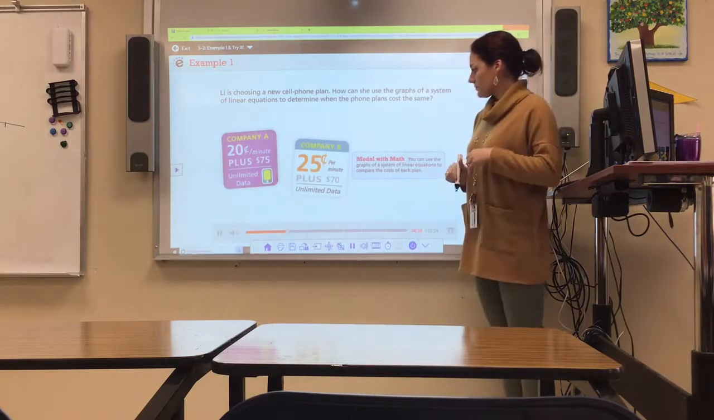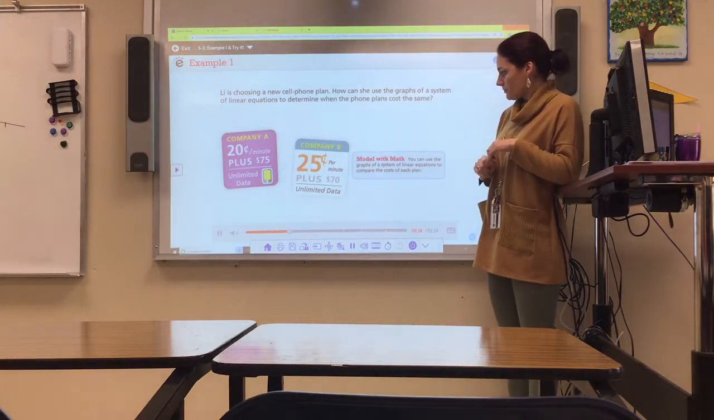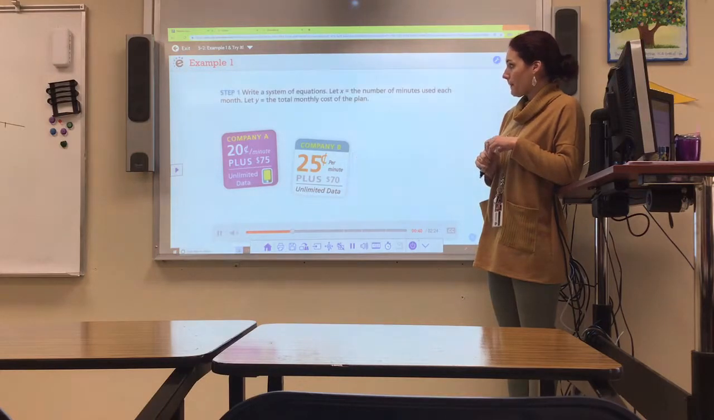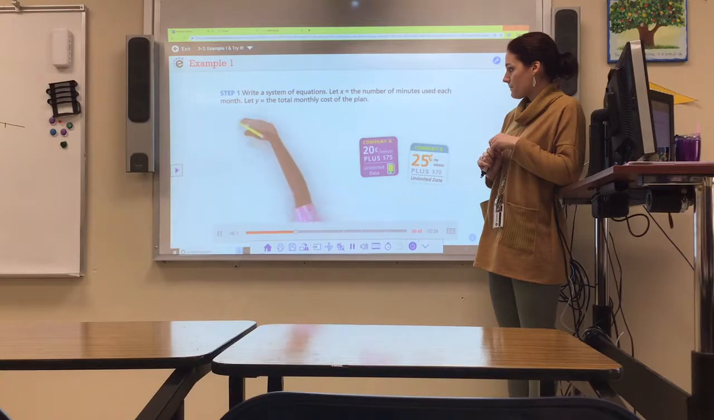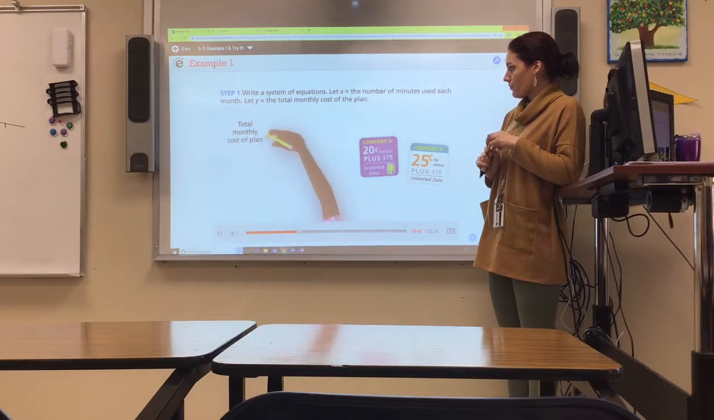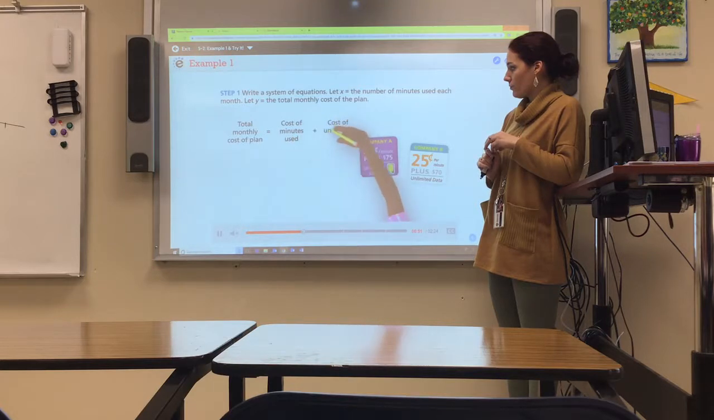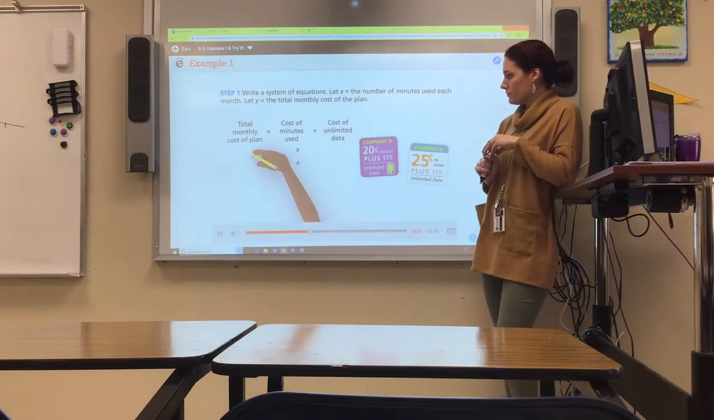Now we're going to compare the cost of each plan. Let's begin by writing a system of equations. Her total monthly cost of a plan is equal to the cost of the number of minutes she uses plus the cost for unlimited data. Let X equal the number of minutes used each month, and let Y equal the total monthly cost of the plan.